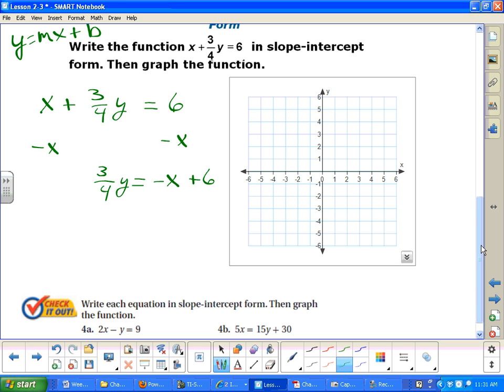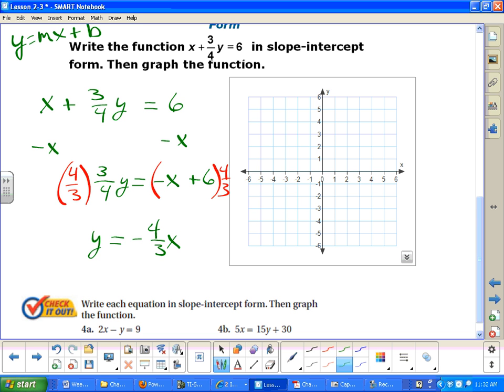Okay, so we have a fraction now in front of y that we need to get rid of. And Nolan says we want to divide by 3/4. Well, dividing by 3/4 is the same as multiplying by the reciprocal. And you have to make sure you do it to everything, so put parentheses, the 4/3 on the outside, and remember to distribute.